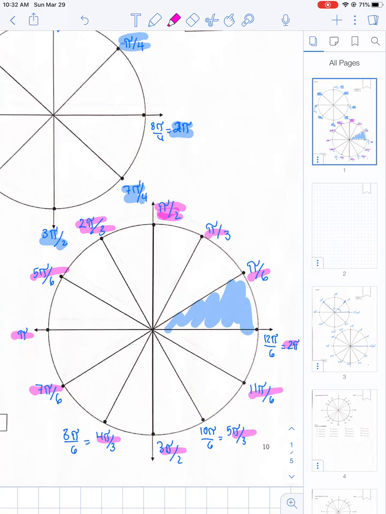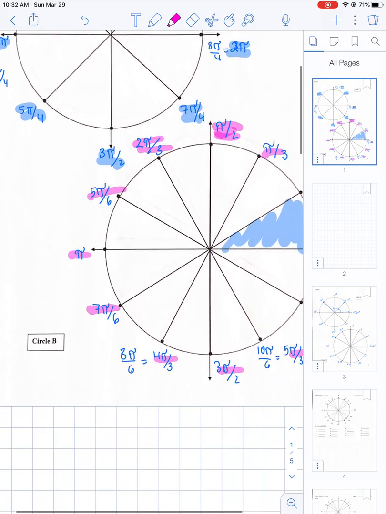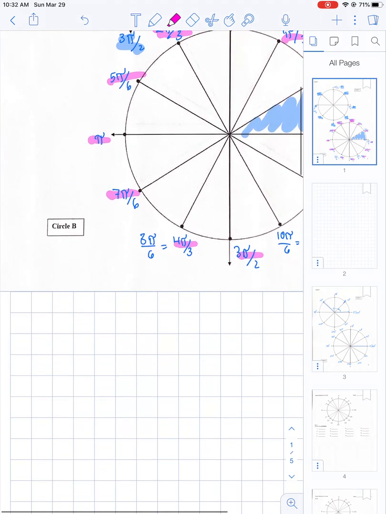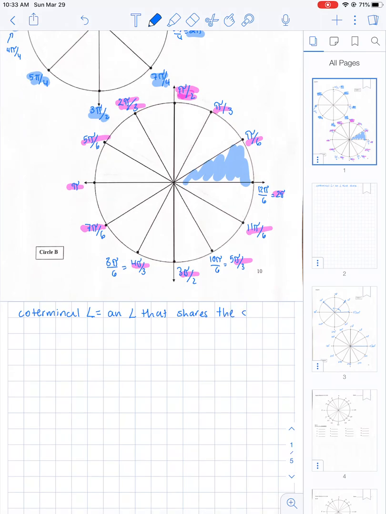So now we're going to go ahead and move on to defining a coterminal angle. So go ahead and have your blank sheet of paper out and I'll write out the definition first. Okay, so a coterminal angle is an angle that shares the same initial and terminal side.